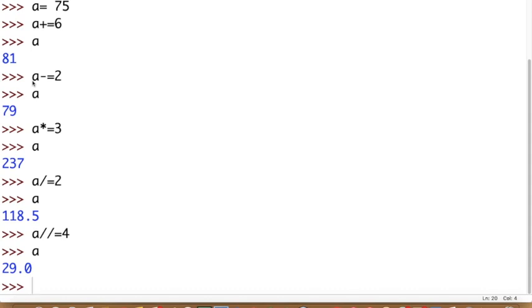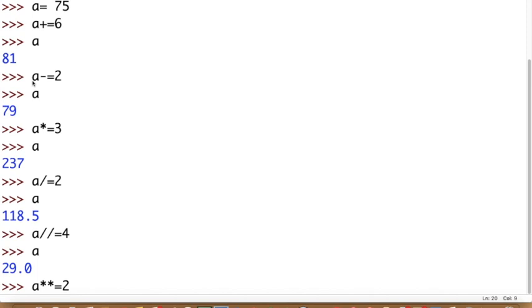118 divided by 4 gives you an integer quotient 29. Now let us move on to the next step. The next step is A star star equal to 2. That means we are going to raise the power of A by 2.